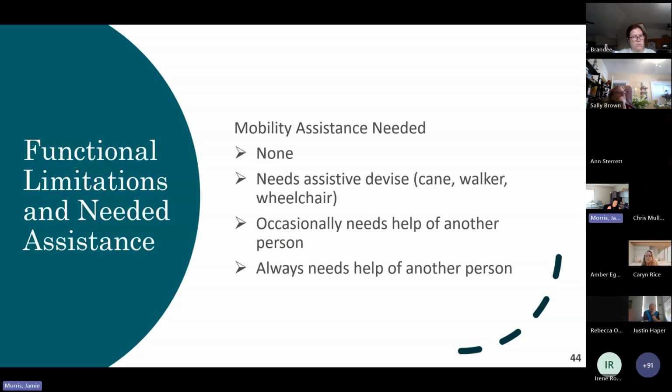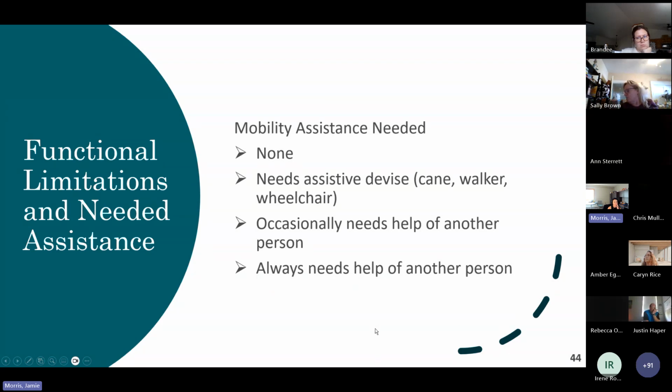And then finally, number 10 would be mobility assistance needed. And this one is all that apply. So you can choose more than one. And these are your options: none, needs assistive device like a cane, walker, or wheelchair, occasionally needs help of another person, always needs help of another person.